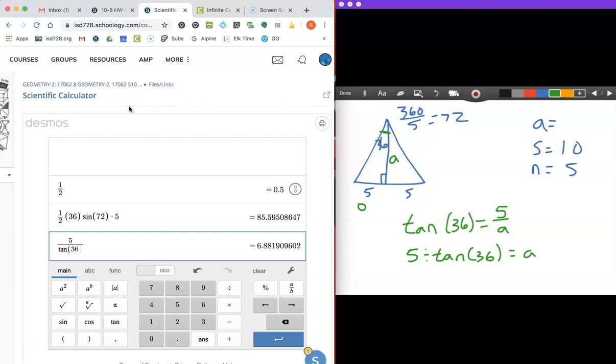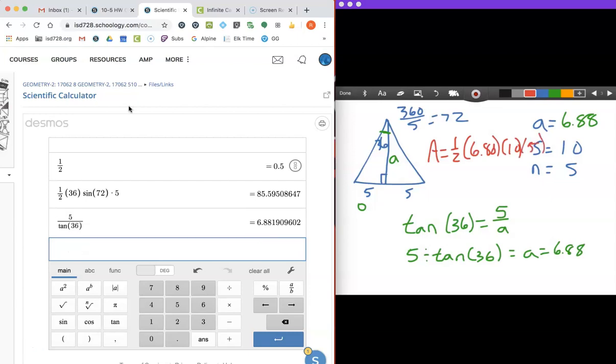All right, so that's about 6.88. Now I know what A is, and now I can get my answer. I'll do that right here. The area is 1/2 ASN, 6.88 times 10 times 5. Okay, let me punch that in.